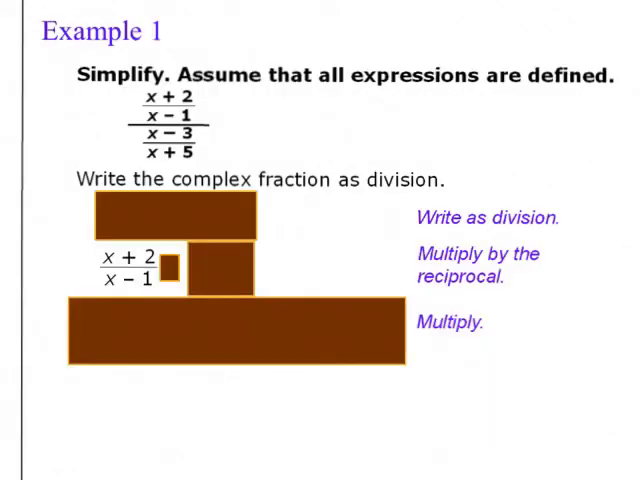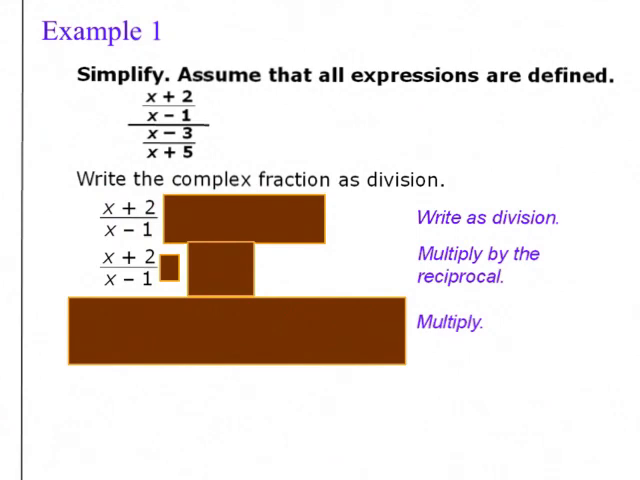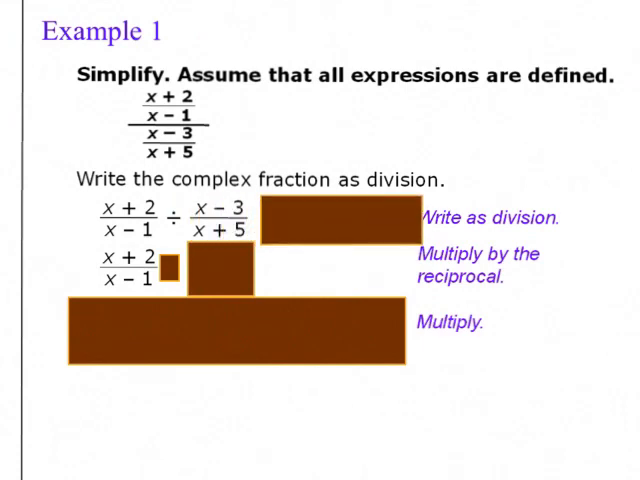Here's our first example. Let's read the directions first of all. It says simplify, and then it says assume that all the expressions are defined. That means you do not need to indicate what x is not equal to. Alright, so let's take a look at this first one. First of all, it says write the complex fraction as a division. In other words, you're going to put the numerator first, and then you're going to show a division symbol instead of the division bar, and then you're going to write the denominator down.